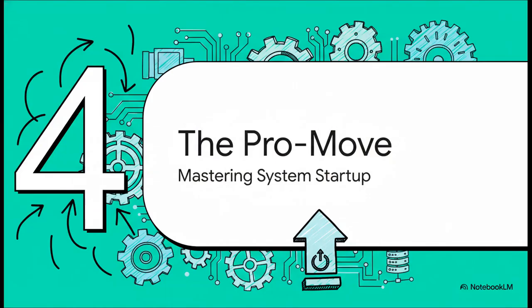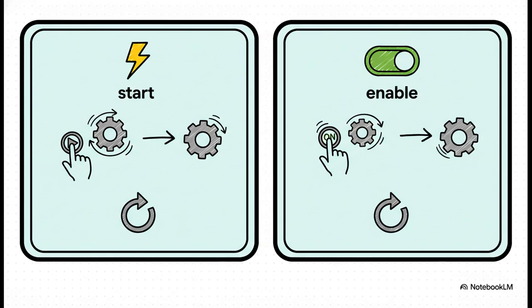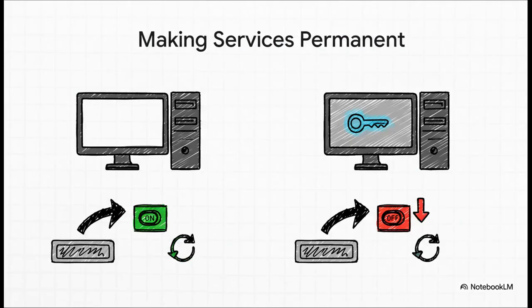Okay, so now you know how to manage services right here, right now. But what about making those changes stick around? Let's level up and look at the real pro move, taking control of what happens when your system reboots. Now this right here is probably one of the most critical things to get straight. Using start is a temporary, one-time thing. It's like flipping a light switch. The service is running now, but if you reboot, the switch is off again. Enable, on the other hand, that's like rewiring the house. It's a permanent change. It tells the system, hey, from now on, I want this service to launch every single time we boot up.